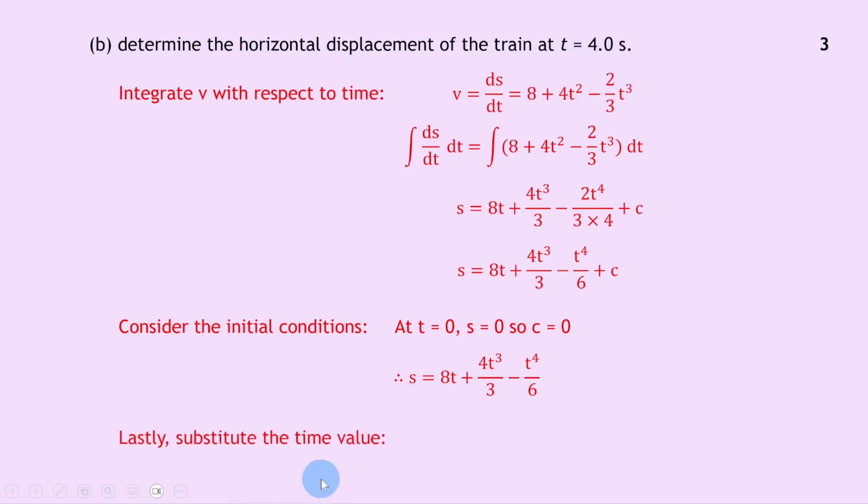So lastly, we want to substitute the time value. So we have s equals 8 times 4.0 plus 4 times 4.0 cubed over 3 minus 4.0 to the power of 4 divided by 6. And putting that into your calculator should give you an answer of 75 meters.